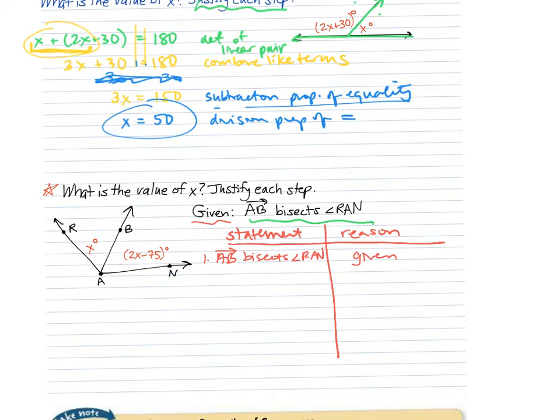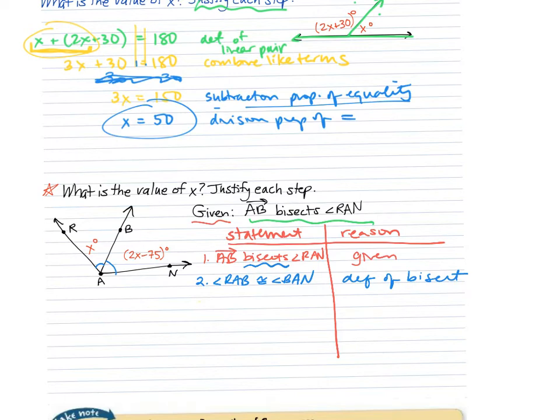Okay, and so the second statement: because we know this bisects, we know that these two angles are congruent. So angle RAB is congruent to angle BAN. We know that because they bisect, and that is the definition of bisect. This is probably not what they were going for. I'm showing you the proof. You'll see on the homework what you really need to do, but don't worry about getting all of this right at once.